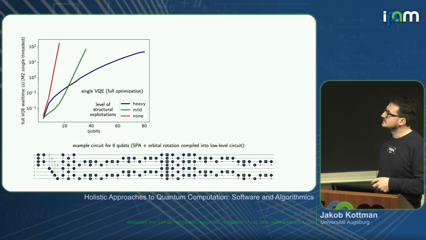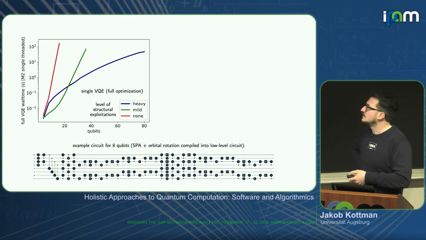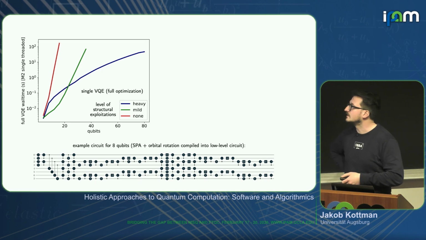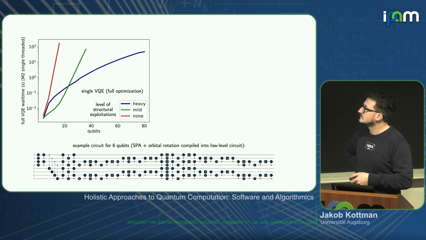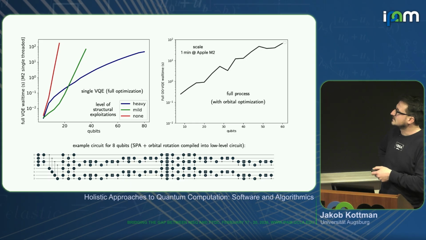Of course, if you don't use any structural exploitations and just do state vector simulation, that's exponential. The green line is if we use this quasi-particle picture, which cuts our qubits in half. It's also exponential but shifted, and then the blue line is essentially if we keep decomposing everything. So around 20 qubits, that's usually where it's done faster. And if you couple this with orbital optimizers, you get something like this: a circuit with 60 qubits you can do in roughly 1 minute.